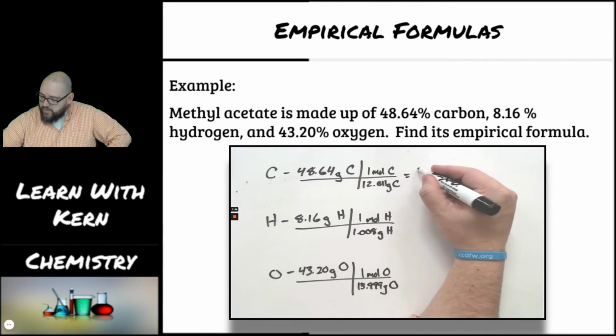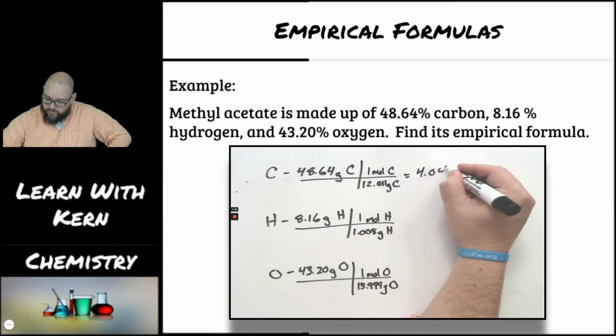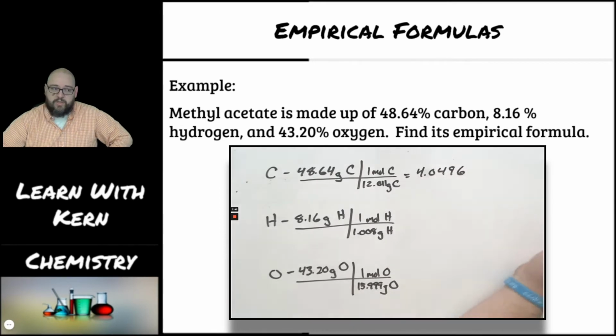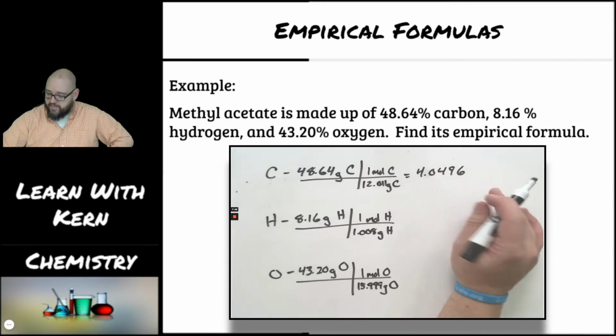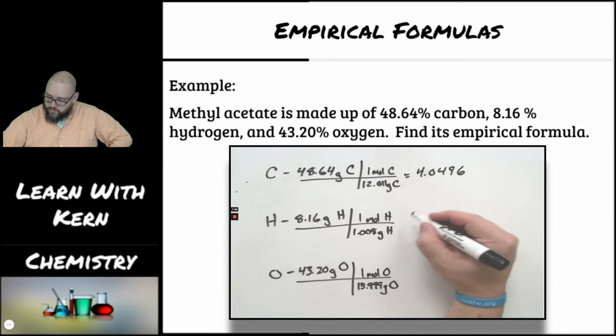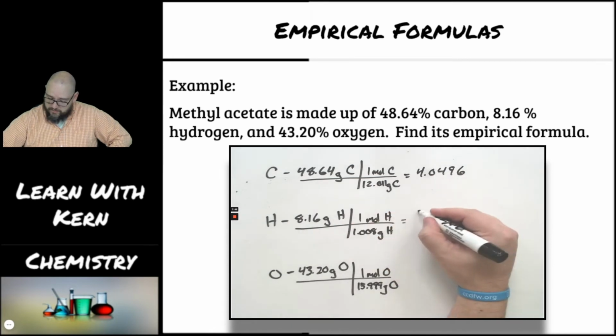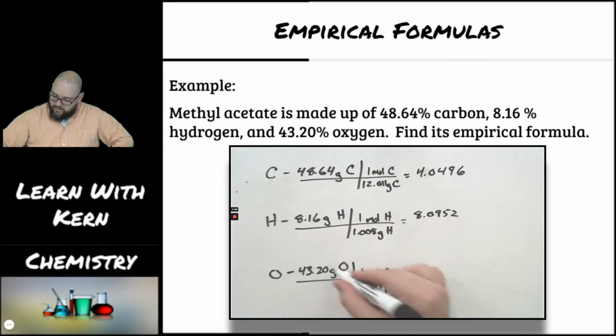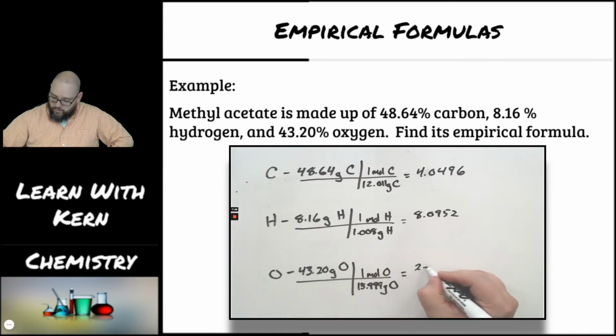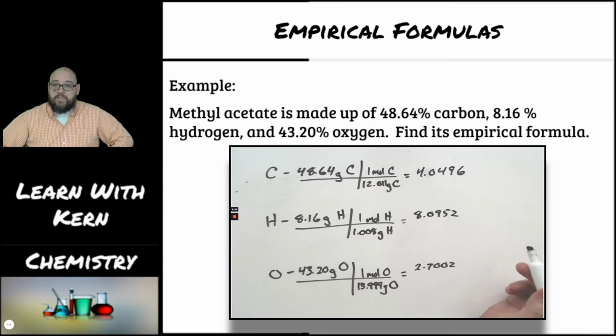So when I do this division, I have 48.64 divided by 12.011, and that's going to give me 4.0496. I'm not going to write down all of the digits, and I'm not going to worry about rounding it off to significant figures just yet. My next one gives me 8.0952, and doing this division gives me 2.7002.